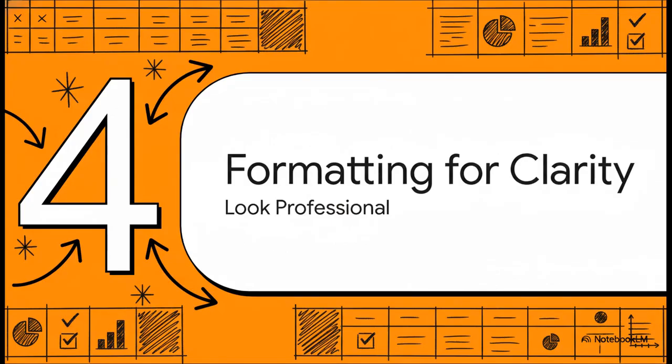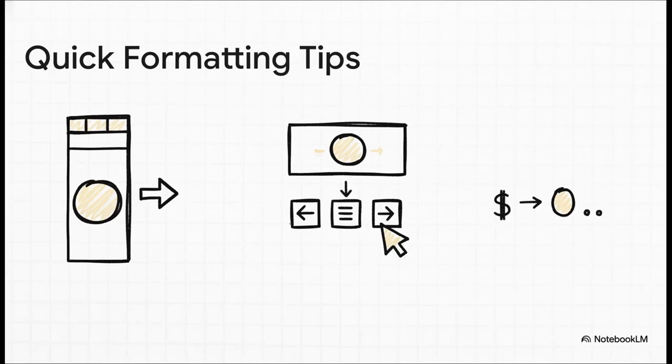Okay, so our budget totally works. It's functional, but it could look a little better, right? Let's just spend a quick minute on formatting to make our data look really clean and professional. I've got 3 super quick formatting tips for you. First, if your columns are too skinny, just grab the line between the column headers and drag it. Easy.